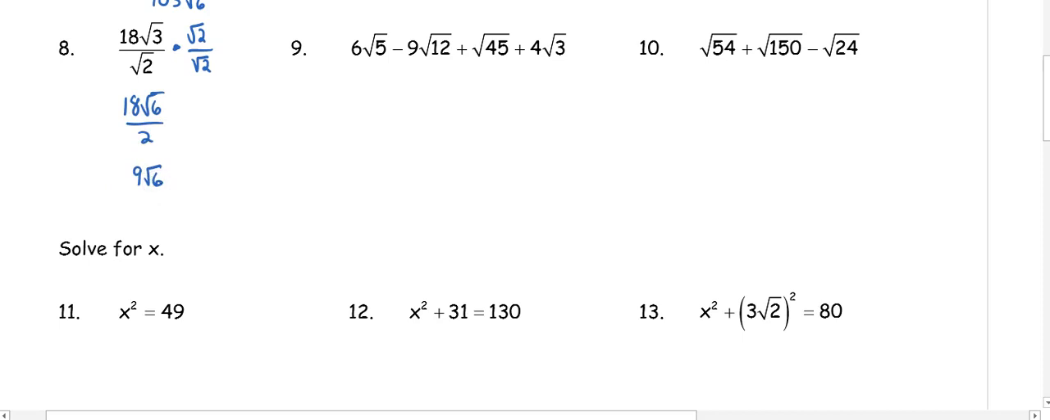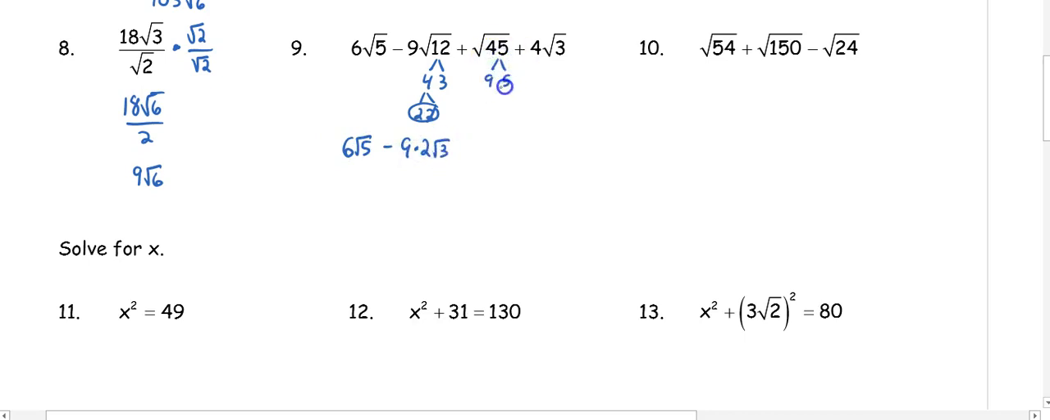Now, adding and subtracting radicals. Adding and subtracting radicals is like combining like terms. The number under the radical needs to be the same. So right now, nothing combines together, but we can break down two of these radicals. So we can break down 12. We have 4 and 3, 2 as our pair. So we have 6 root 5 minus 9 times 2 root 3.